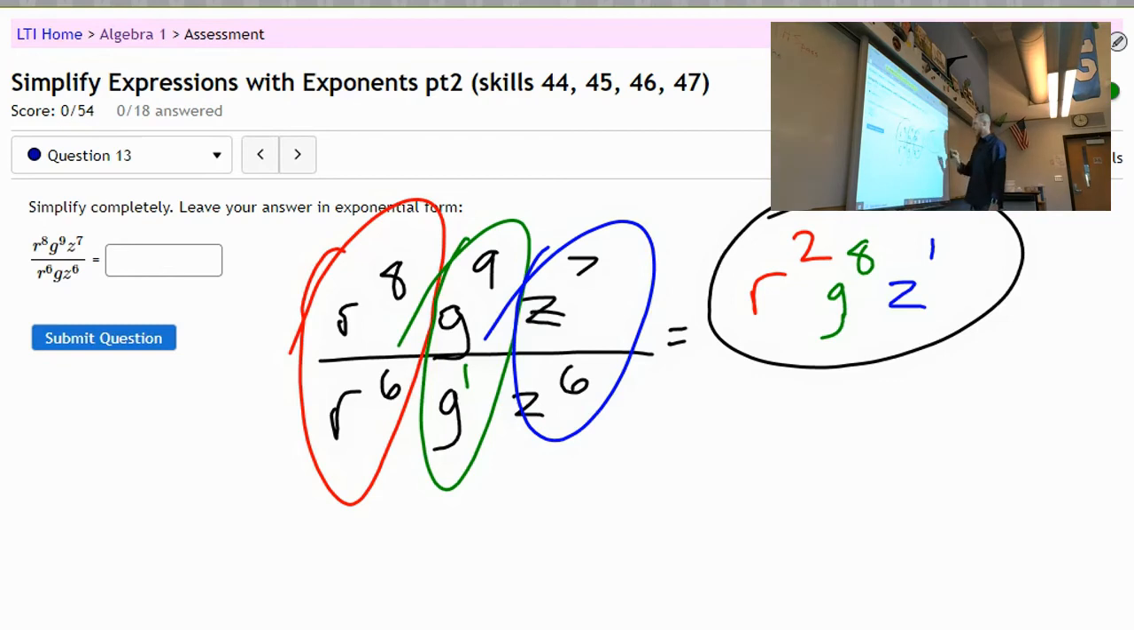Or if you wanted, you could delete that. Yikes. You could delete the exponent of 1. You don't need an exponent of 1. You can leave it if you want. You don't have to. Number 15.